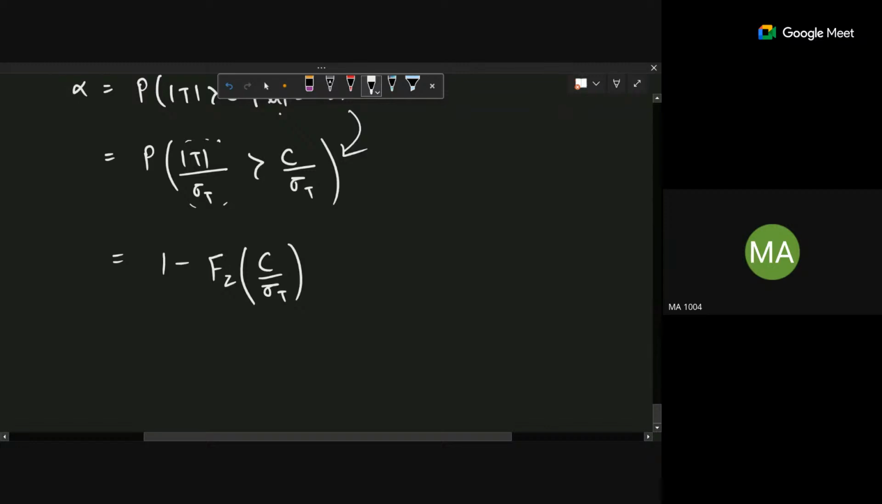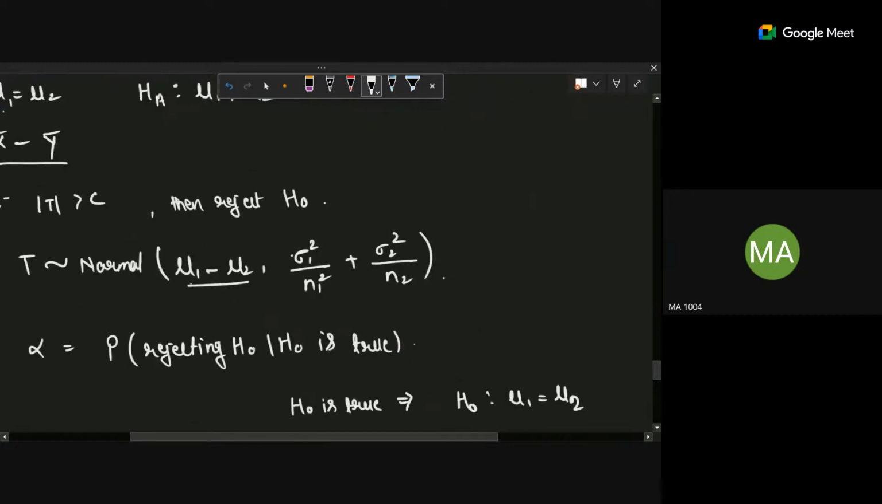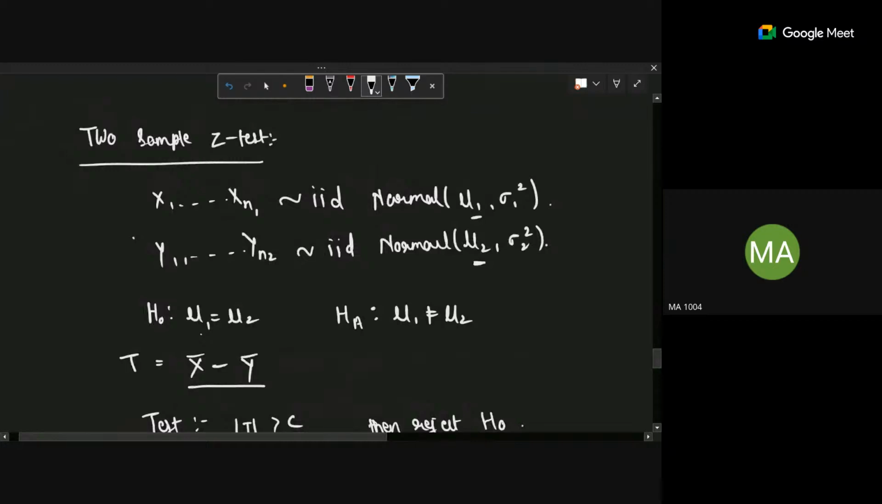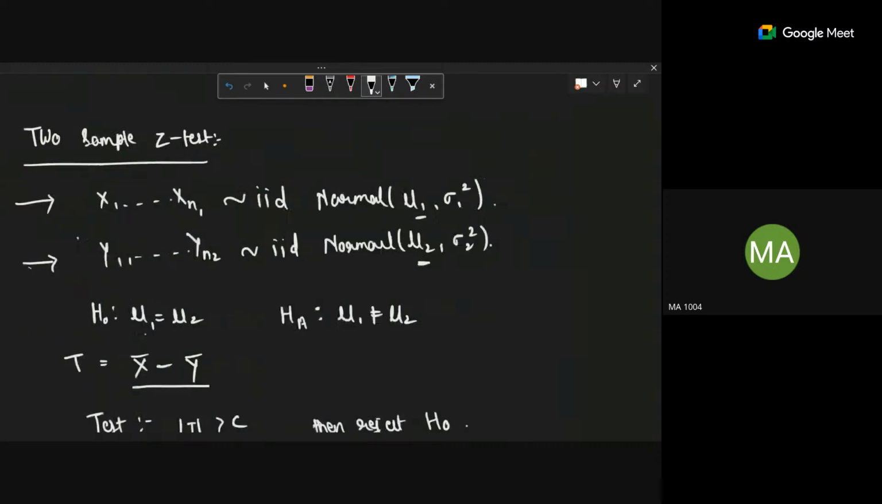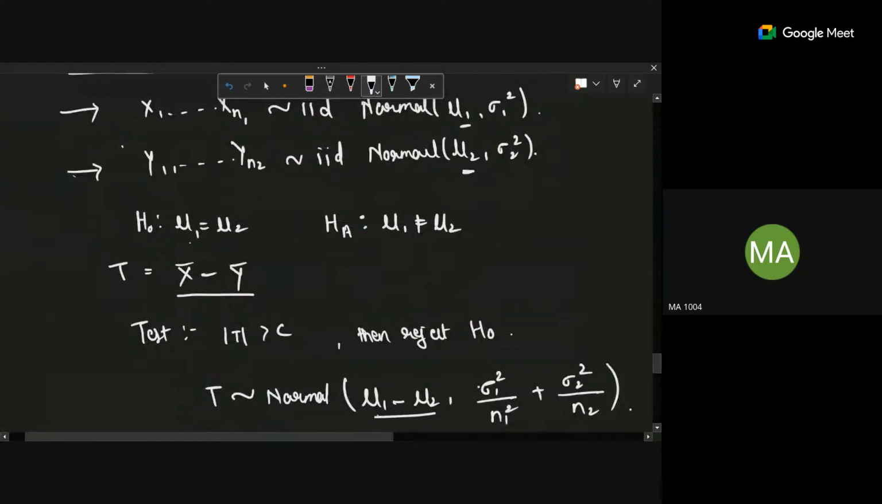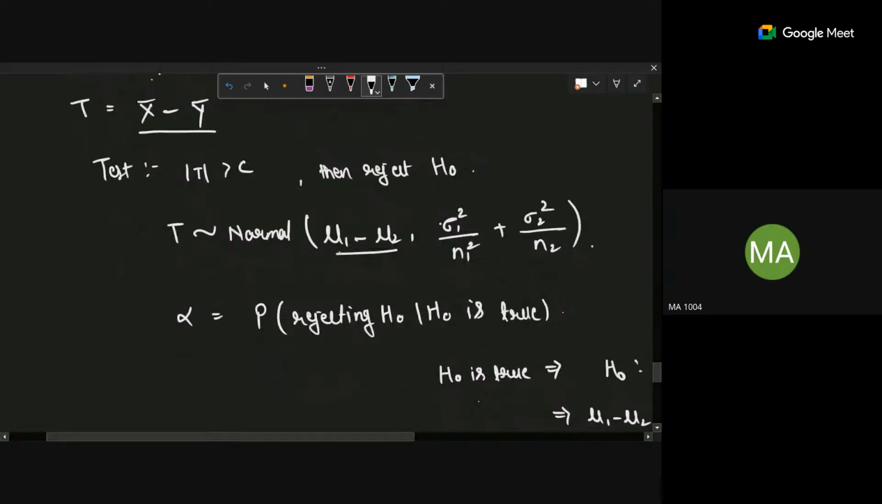So we started from the two sample test. There were two samples, the xi's and yi's, independent, identically distributed and normally distributed. We were looking at whether the means of the xi's and yi's are the same or not. We took the test statistic as the difference of the sample means of the xi's and yi's. If the modulus of x bar minus y bar is greater than c, we reject h naught. Otherwise, we accept h naught.